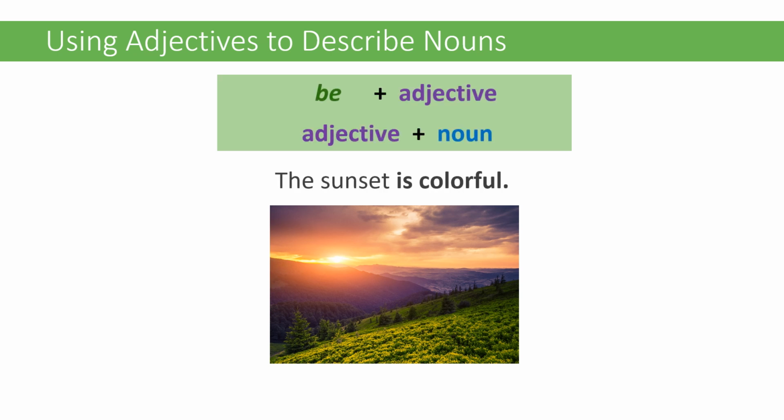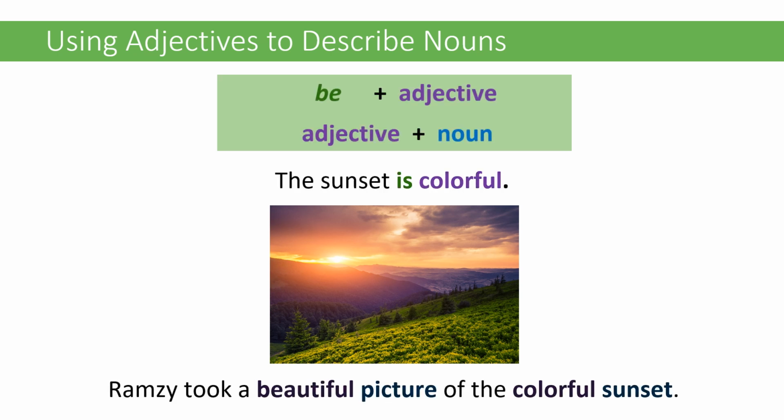An adjective can go after the verb be or immediately before a noun. Look at the examples. The sunset is colorful. Ramsey took a beautiful picture of the colorful sunset. In the first sentence, colorful comes after the verb be in the form of is, and it's describing the word sunset. In the second sentence, beautiful comes before the noun picture, and colorful comes before the noun sunset. So in those cases, the adjectives are coming before the nouns that they describe.